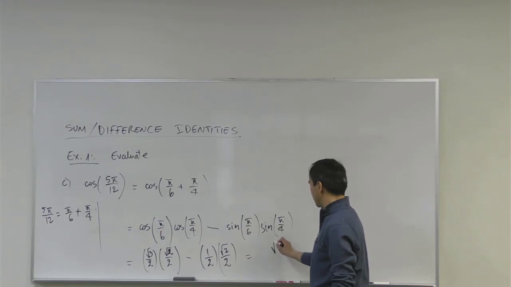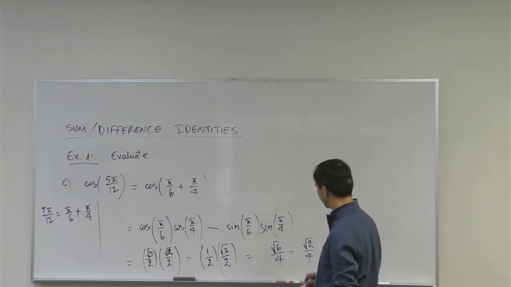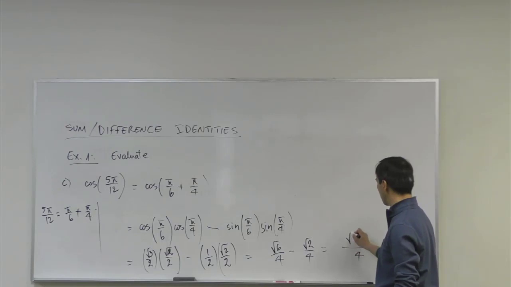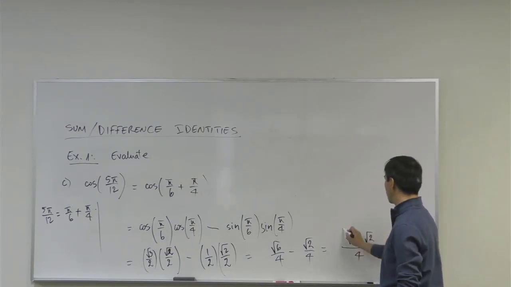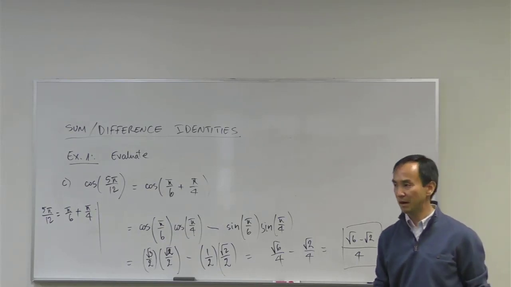So we get square root 6 over 4 minus square root 2 over 4. There you go. And then we can put that in a final fraction, common denominator 4: square root 6 minus square root 2, over 4. That's how we calculate cosine of 5 pi over 12.